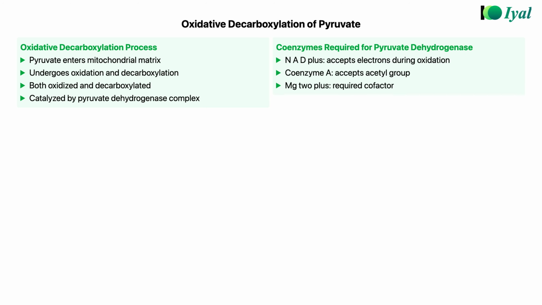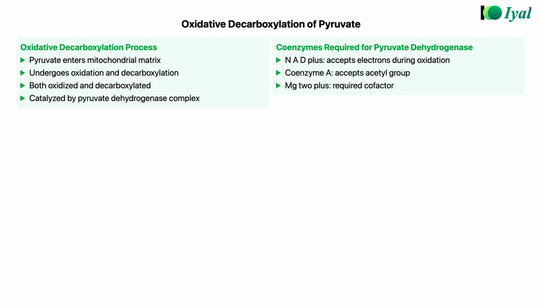Now, what does pyruvate dehydrogenase need to do its job? It needs coenzymes. First, NAD+. This accepts the electrons that are removed during oxidation. It becomes reduced to NADH. Second, coenzyme A. This is a special carrier molecule. It accepts the acetyl group that remains after carbon dioxide is released.